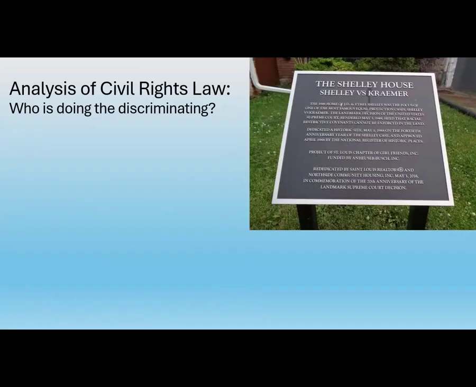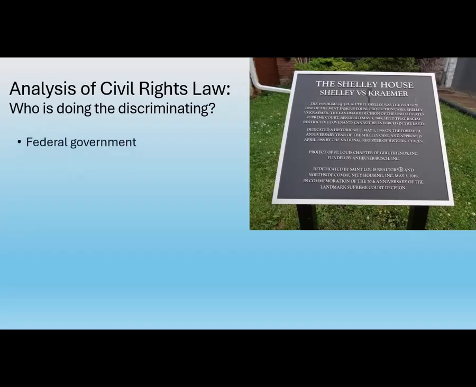When analyzing civil rights law, you must ask three questions. First, who is doing the discriminating? Second, who is being discriminated against? And then third, what degree of scrutiny should be applied to that discrimination? I'm going to go over all three of those questions in that order, starting with this first one, who is doing the discriminating?